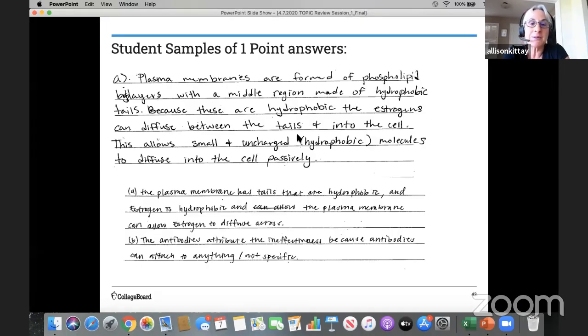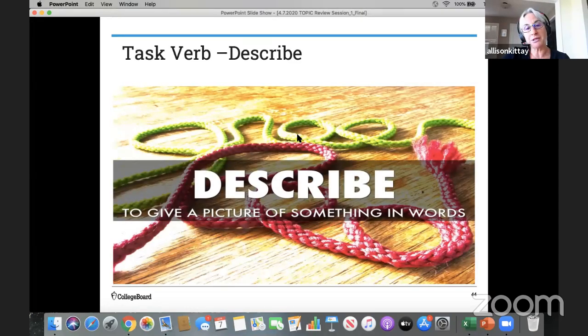Plasma membranes are formed of phospholipid bilayers with a middle region made of hydrophobic tails. Because these are hydrophobic, the estrogens can diffuse between the tails and into the cell. This allows small and uncharged or hydrophobic molecules to diffuse into the cell passively. So that's a full credit answer. So remember that your task verb describe is to give a picture of something in words. Describe it as if someone could not see it.